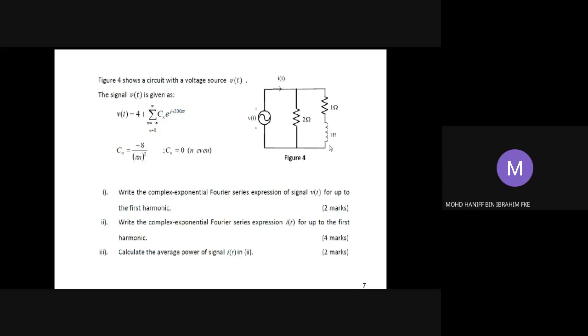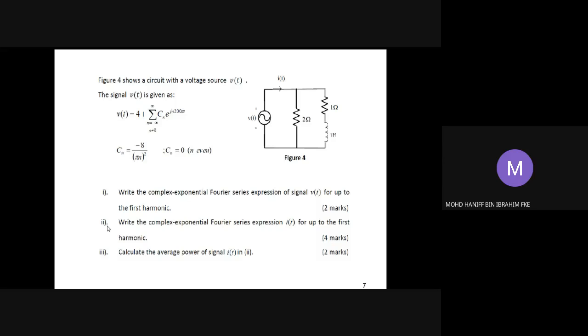Based on this information, you need to write the complex exponential Fourier series expression of signal Vt up to the first harmonic, which means up to n equals to 1. So it should go from negative 1 up to n equals to 1. Okay, so that should be the first case. This is a very simple question, which is just expanding the Vt that we have here, and you are going to get the answer for that Vt.